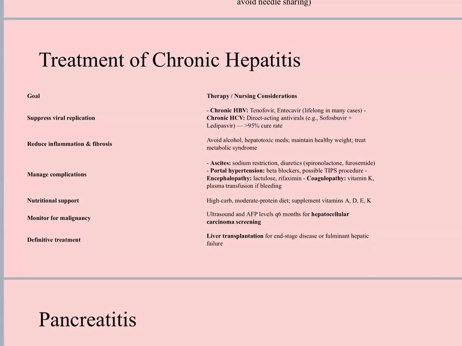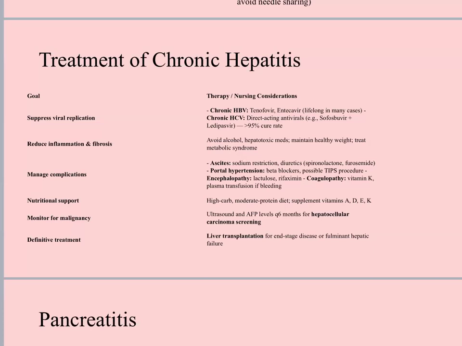So that is the main goal, and also reducing inflammation and fibrosis. So really important that they avoid alcohol and any medications that are going to be toxic to the liver, and that they maintain a healthy weight because fat likes to gather on the liver as well, and that can be hugely hepatotoxic. And then treat metabolic syndrome because remember, metabolic syndrome is all about that fat accumulating on the liver.